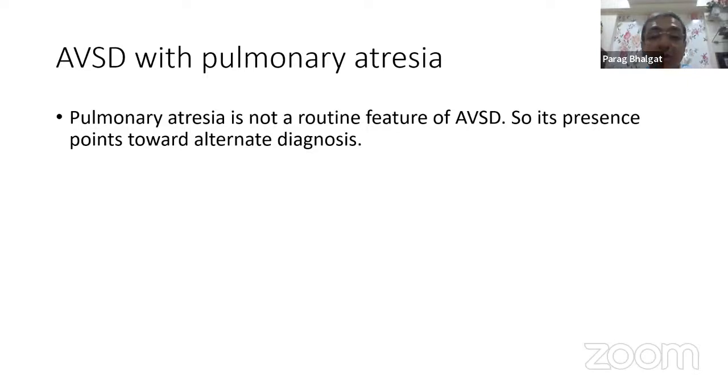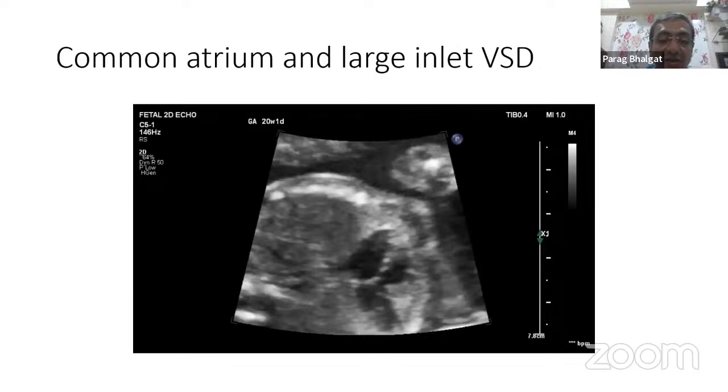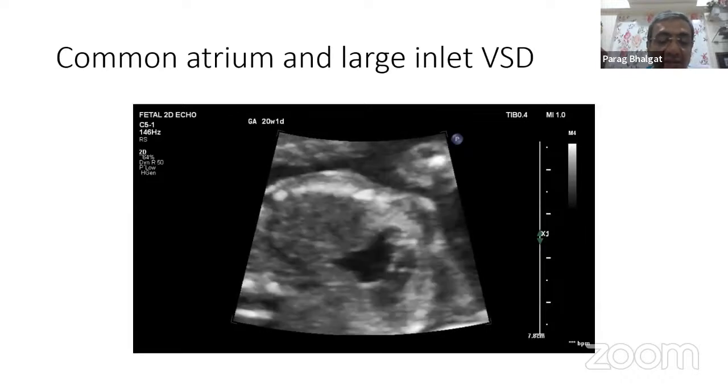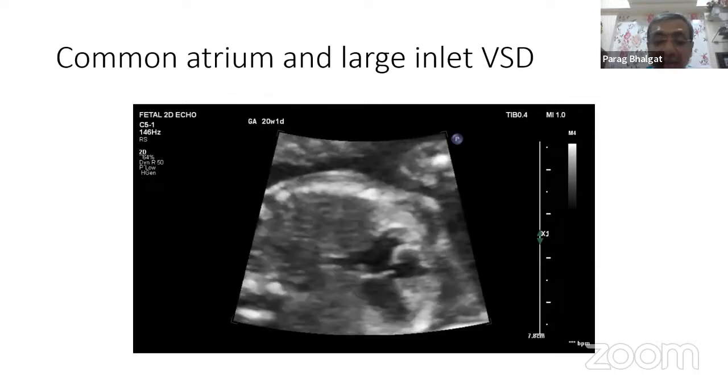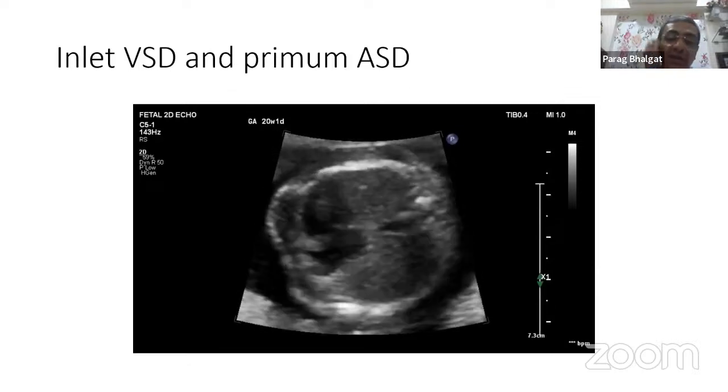Pulmonary atresia is not a routine finding with AVSD. AVSD generally comes with pulmonary hypertension physiology. So pulmonary atresia in this setting points towards some other diagnosis. Let's see. This is a large inlet VSD with a large primum ASD amounting to a common atrium, just as in the last image. See it again and again. We'll appreciate the morphology, the same thing in another view.